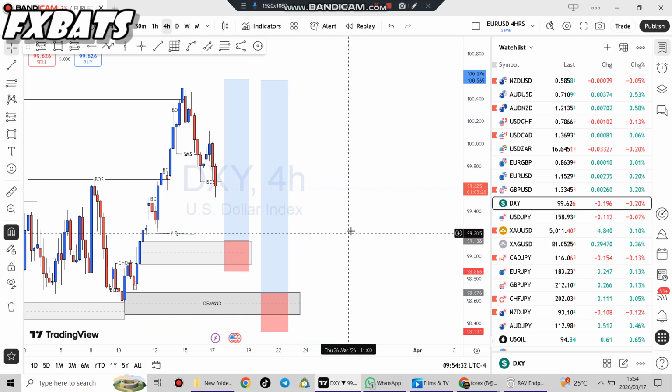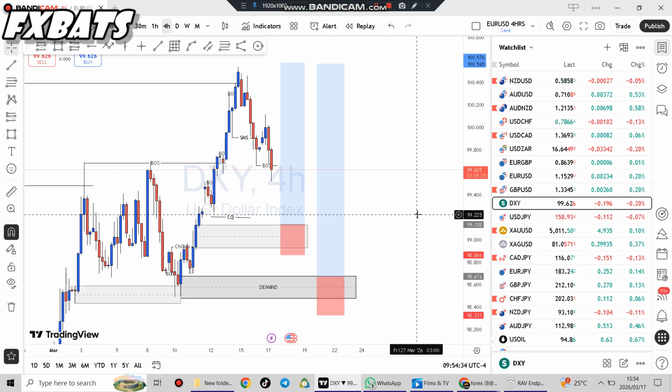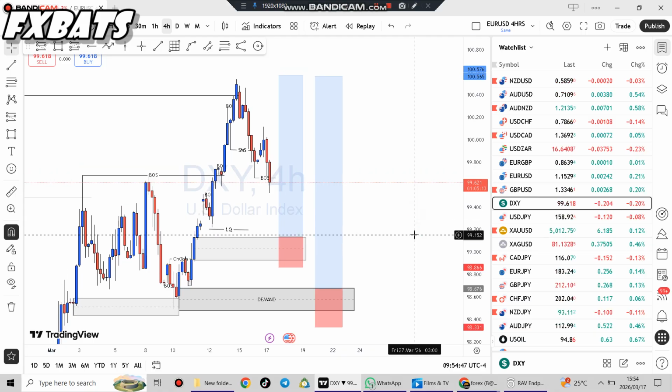So this is the DXY. We're still on the pullback phase. We're hoping to see price continue to move forward, either tomorrow, after FOMC, or before that. It will depend. So this is what I have on DXY.